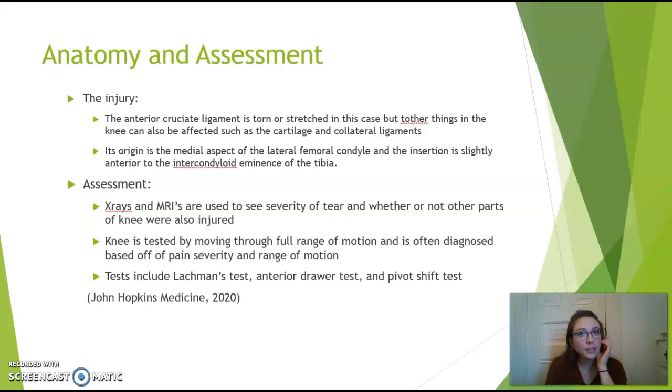Assessment on field, you're going to want to do a Lachman's test, anterior drawer test, or pivot shift test. These all test for knee stability, as that's what the ACL does. But definitely recommended to get an X-ray and MRI afterwards to see the severity and what else could have been injured. It's important to test the full range of motion.